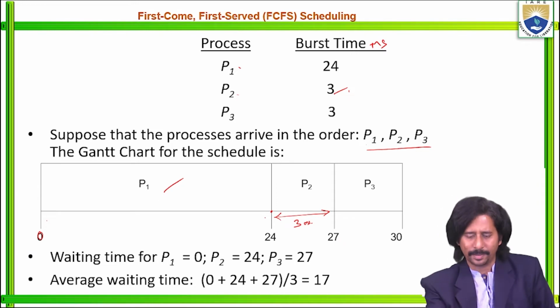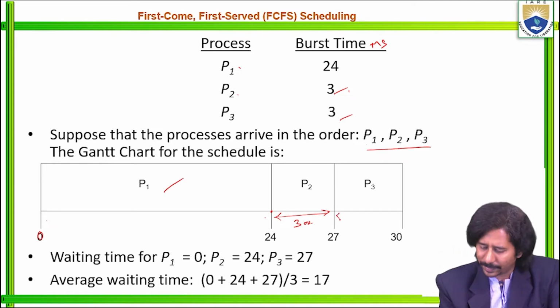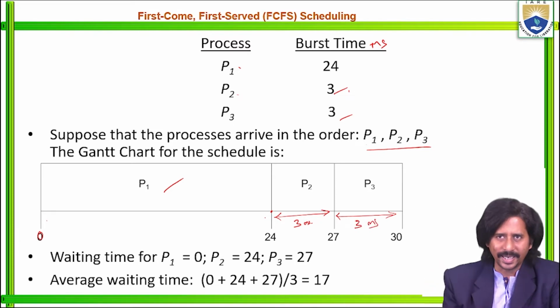Then P3, the process P3. The burst time of process P3 is 3 milliseconds. So from here to here, the 3 milliseconds, the processor executes process 3. But according to the starting, 27 plus 3, 30.